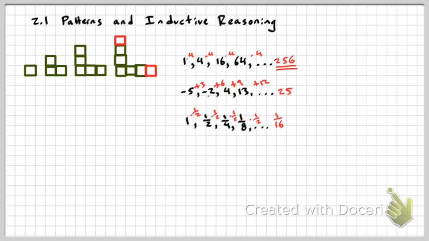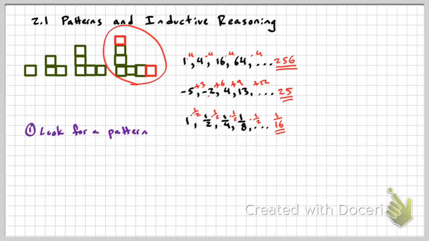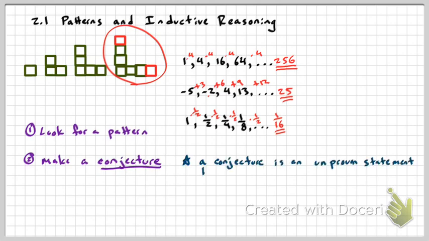So the big takeaway that I want to point out as we're doing is we got to all of our conclusions based off observing what was happening previously in the sequence. Okay, so first step, we were looking for a pattern. And then the second step was we were making what's called a conjecture. So that's a new vocab word for us today. A conjecture is an unproven statement based on observations. So one more time, a conjecture is an unproven statement based on observations.